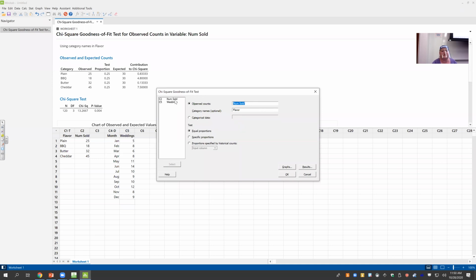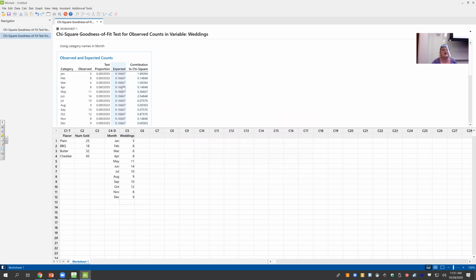This time I want to do the number of weddings, so I'm going to change it. And my categories are months. I have equal proportions. Now, we didn't figure out the equal proportion, but do you realize it would be 1 out of 12? You have one way to select a month out of the 12 months. Minitab's going to do that for you. So you can see that we should expect roughly 9 weddings per month if they're equally dispersed.